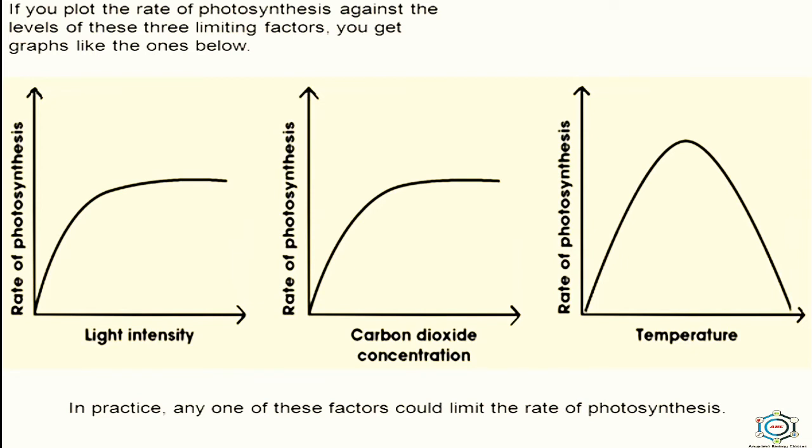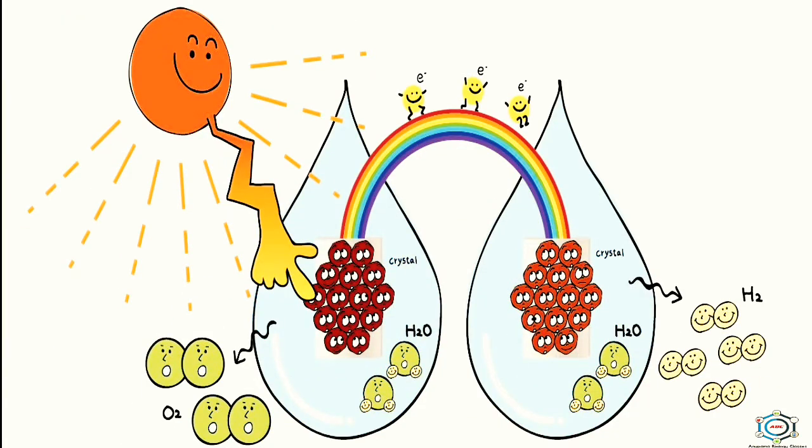So here you can see that if you plot the rate of photosynthesis against the level of these three limiting factors, you get graphs like the ones below. In case of light intensity, in case of carbon dioxide concentration, and in case of temperature. In practice, any one of these factors could limit the rate of photosynthesis.